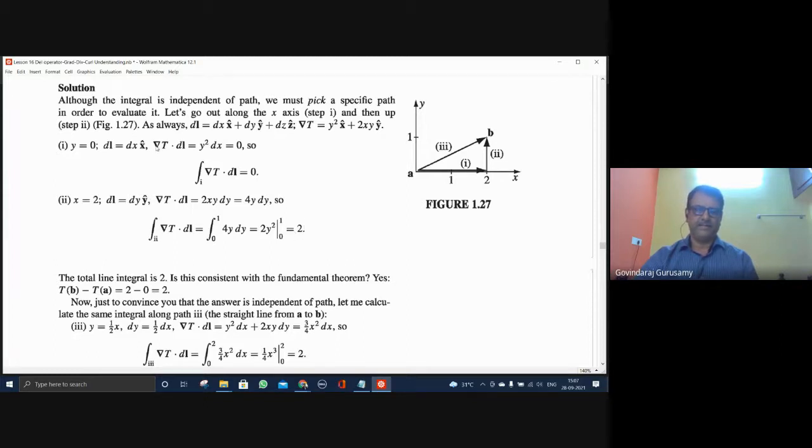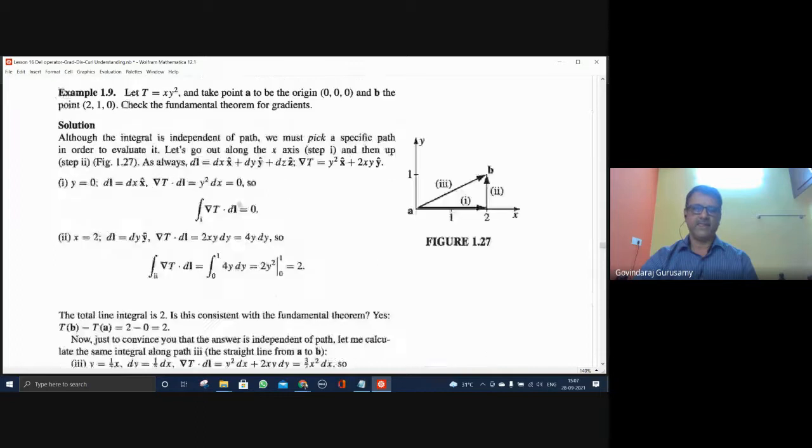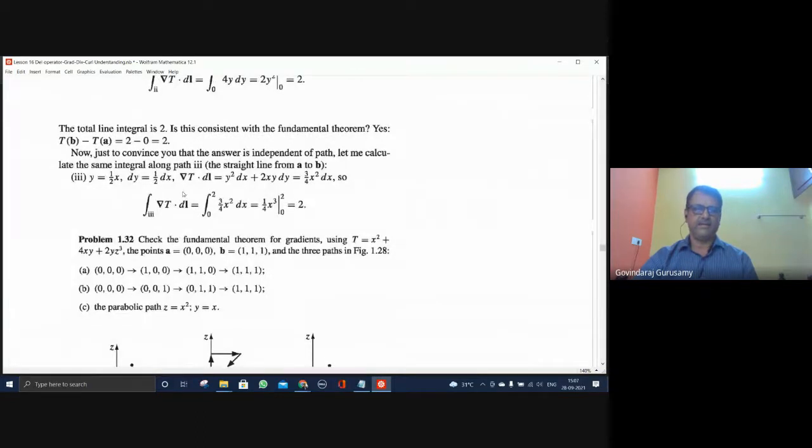Left hand side, following del T dot dl for path 1 and del T dot dl for path 2, if you take the total value, that's going to be the value of T(B) minus T(A). Now, suppose I take the third path from A to B, do I get the same result? You should. Otherwise, this theorem is not correct. Okay, check here now whether that's going to happen or not.